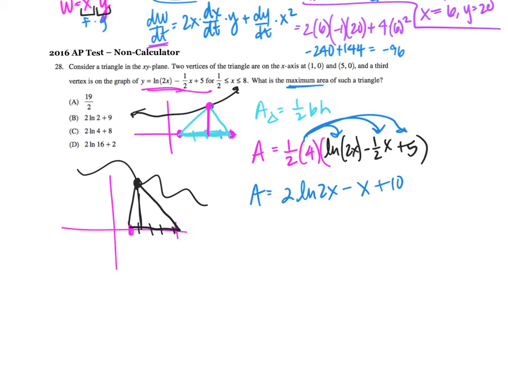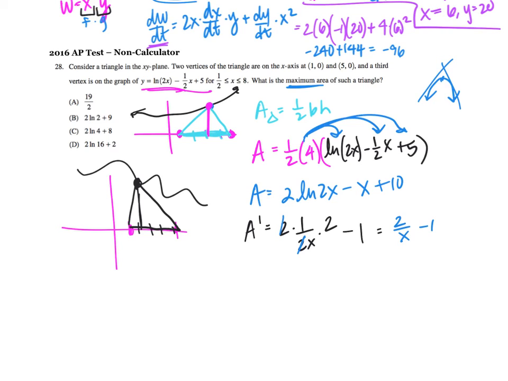Okay, if they want the maximum area, maximums happen when my function goes from increasing to decreasing, or the slope goes from positive to negative. So I've got to go find the slope, or A prime, of my area. The derivative of 2 times the natural log of 2x would be 2 times 1 over 2x times the derivative of 2x, which is 2. The derivative of -x would be -1. So if I were to clean this up a little bit, the derivative of the area, the rate that the area is changing, is 2 over x minus 1.